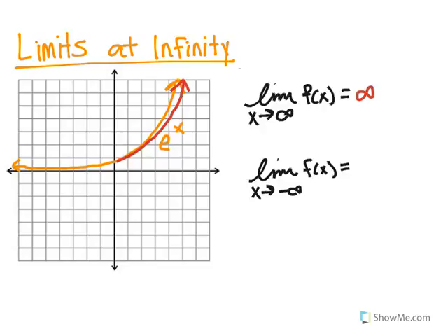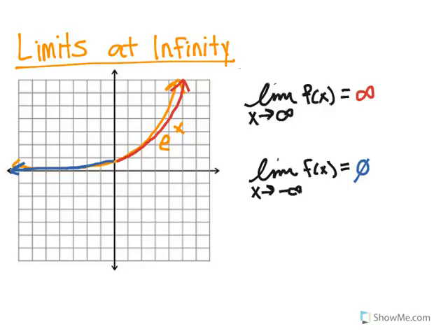Now when we take a look at the left-hand part, when I'm approaching negative infinity, there is an asymptote over here, which is the x-axis, which is y equals 0. So my limit as I approach negative infinity is going to be 0.